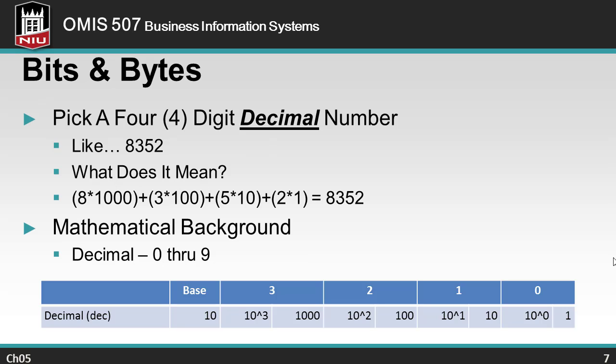We are used to using numbers 0 to 9. This is the decimal system. Let's review decimal numbers by starting with a 4-digit decimal number. For example, we know that 8352 is made up of 8,000, 300, 50, and 2. The number is broken down as shown here. But we also know that 1,000 is 10 to the third power, 100 is 10 to the second power, 10 is 10 to the first power, and 1 is 10 to the 0 power. Remember that any number to the 0 power equals 1.